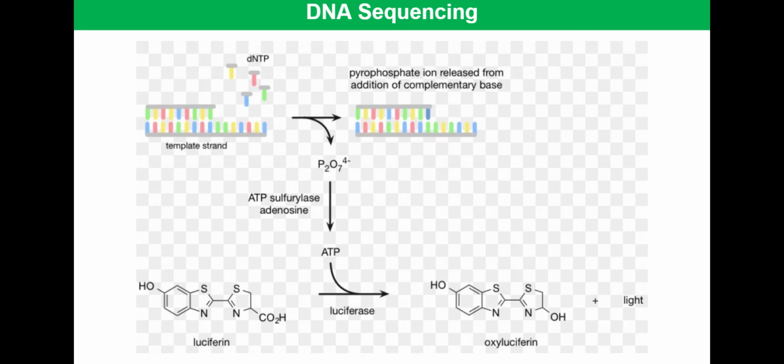The amount of light generated is proportional to the amount of ATP available, and therefore indicates how many of the same type of activated nucleotide were incorporated adjacently into the complementary DNA strand. Unincorporated activated nucleotides are degraded by another enzyme, and the reaction starts again with another nucleotide.